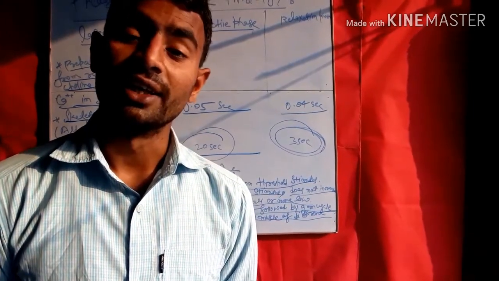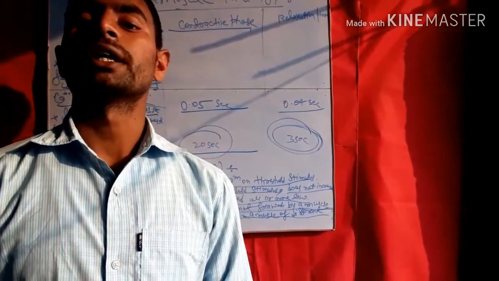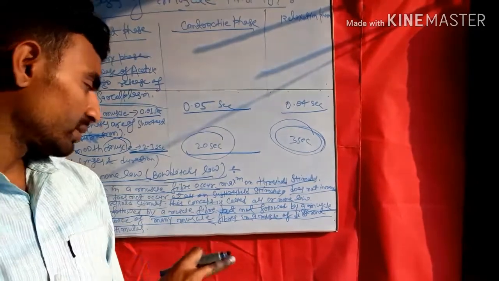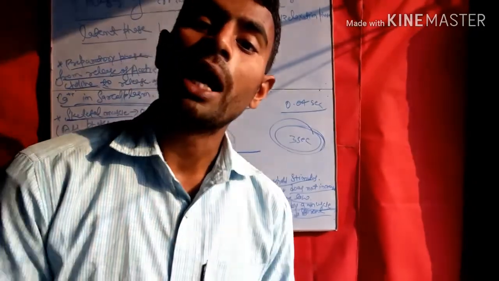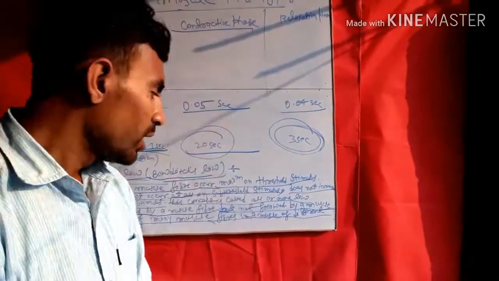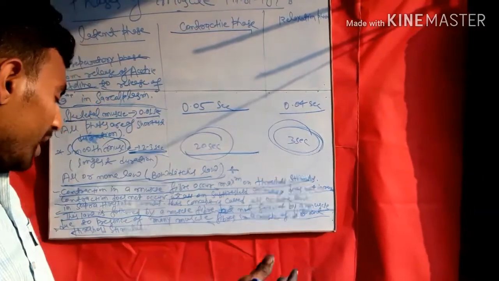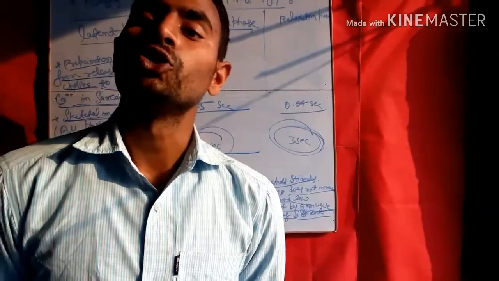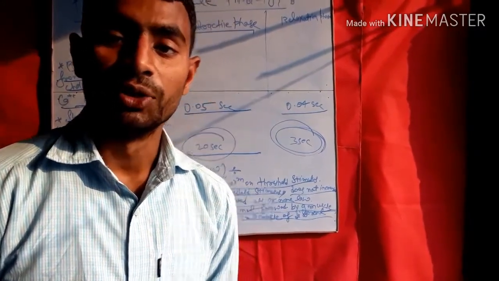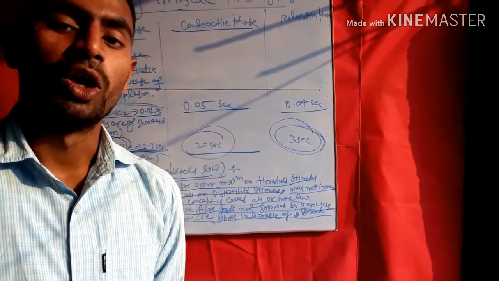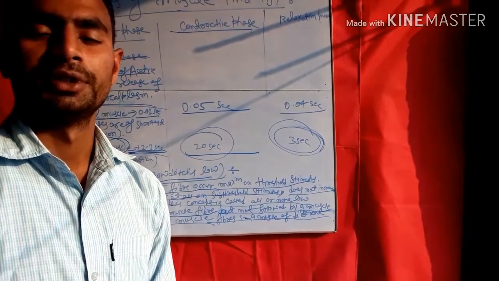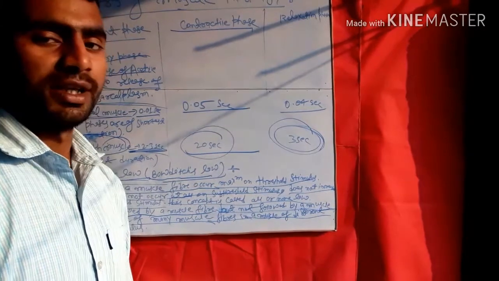The all or none law says clearly that contraction happens in a muscle fiber, not in a muscle, because different threshold stimuli are present. Due to this, the all or none law is applicable to muscle fibers, not to muscle.